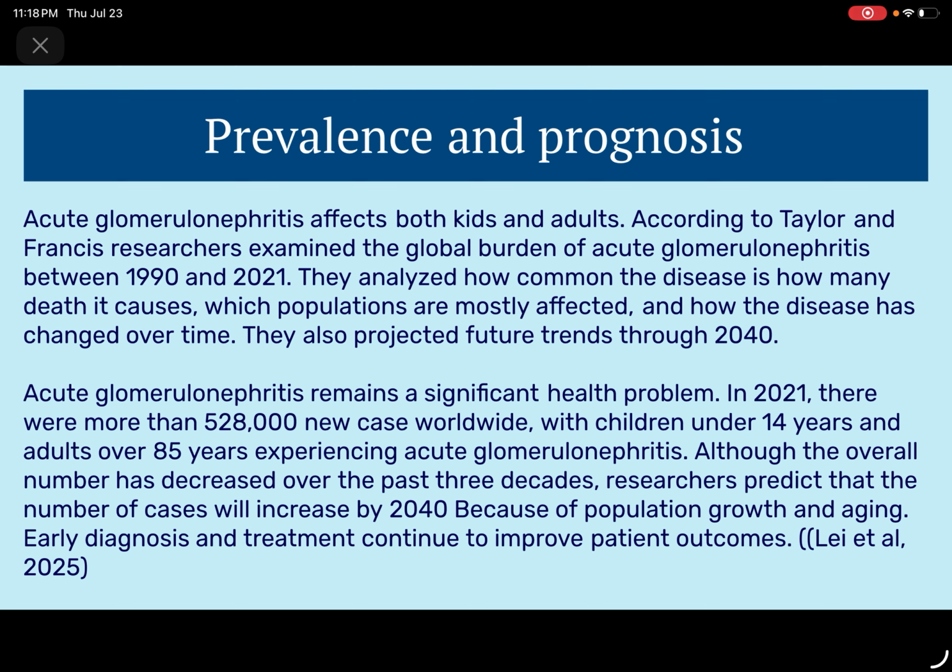Acute glomerulonephritis affects both children and adults, but usually children under 14 years and adults over 85 years are affected more often. According to recent research, there were more than 500 to 2,800 new cases worldwide in 2021. Although the number of cases has decreased over the past few decades, researchers predict that it may increase because the population is growing, and also because of the complications that come with aging.